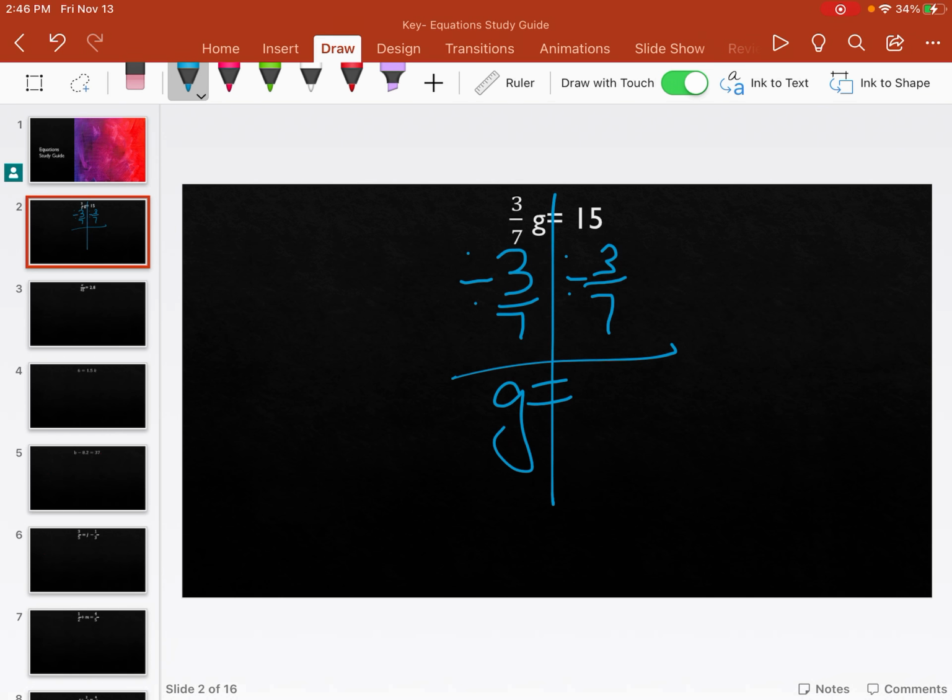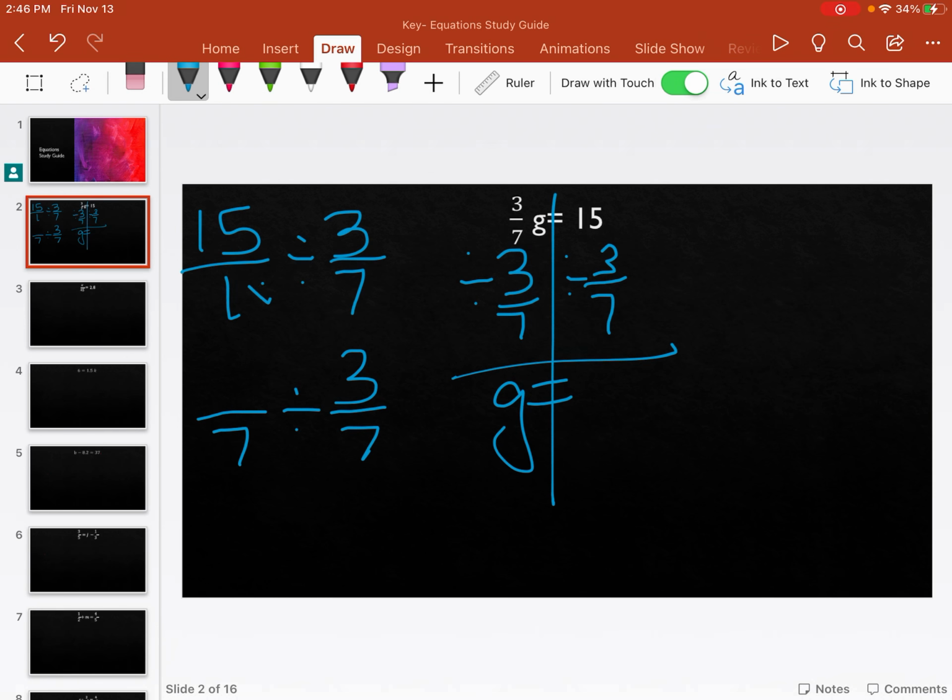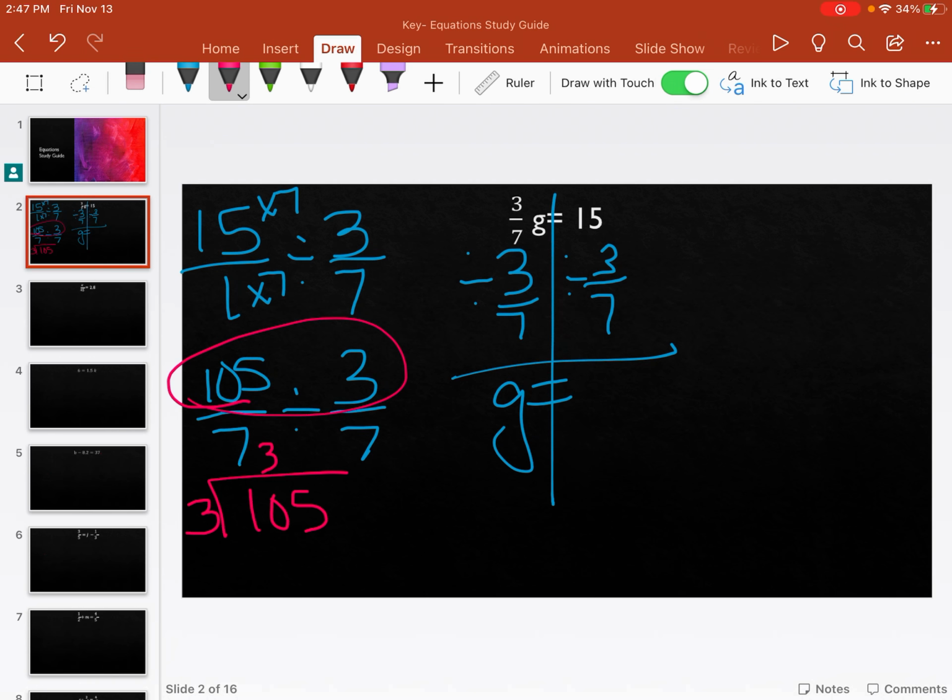G on the left, so we get 15 over 1 divided by 3/7, common denominator of 7, times 7 times 7. 15 times 7 is 105. We're going to divide our numerators. So 105 divided by 3. 15 goes in 5 times. 0 left over. G equals 35.